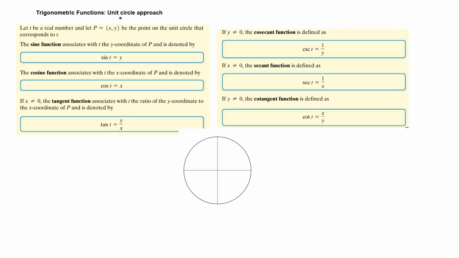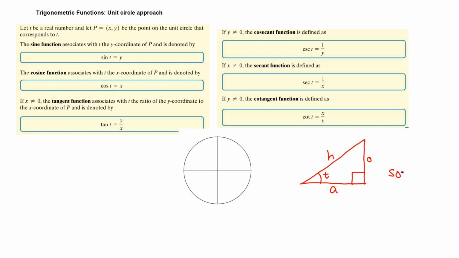Trigonometric functions, unit circle approach. You may have seen the definitions of trig functions using a right triangle, sometimes SOH-CAH-TOA, like this. Let me show you. If you have not seen this before, you will see it at some point. When we have a right triangle with some angle t, let's say, and this is opposite of t, adjacent to t, and hypotenuse.